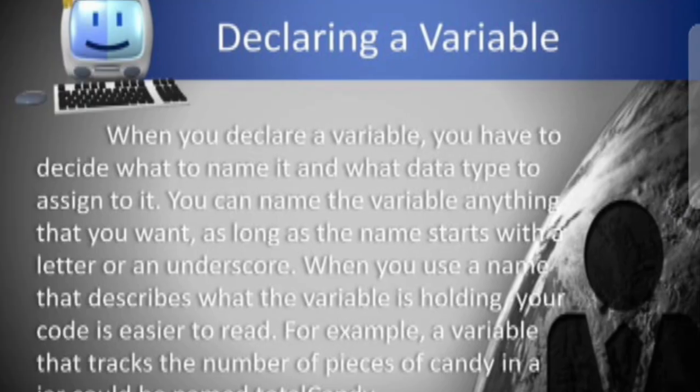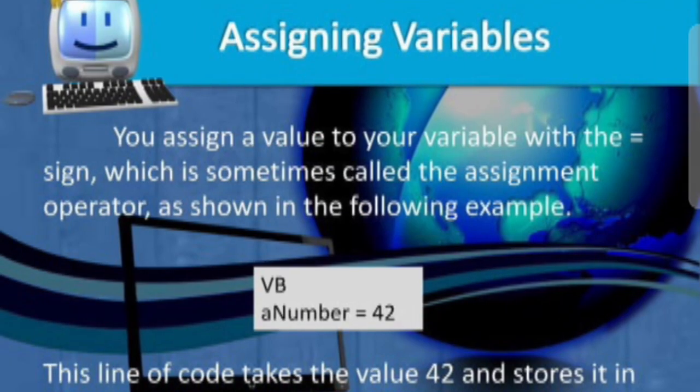Declaring a variable. When you declare a variable, you have to decide what to name it and what data type to assign to it. You can name the variable anything that you want as long as the name starts with a letter or underscore. Assigning a variable. You assign a value to your variable with the equals sign, which is sometimes called the assignment operator, as shown in the following example, usually with a number like 42. This line of code takes the value 42 and stores it in the previously declared variable named number.